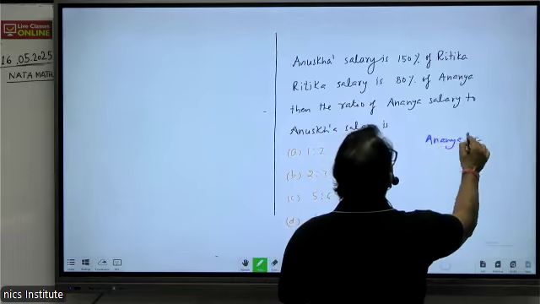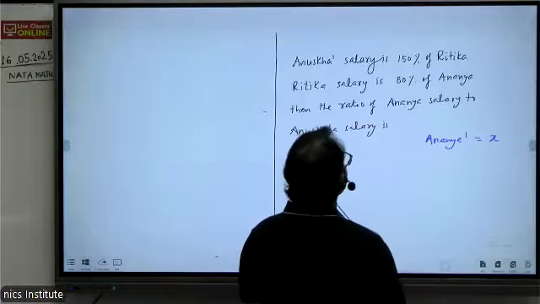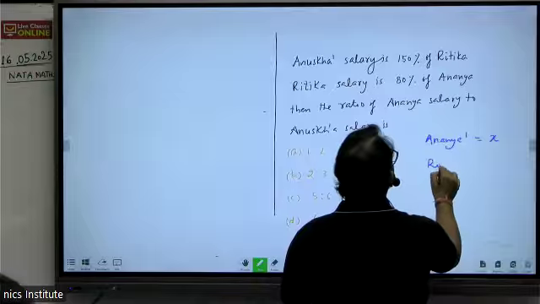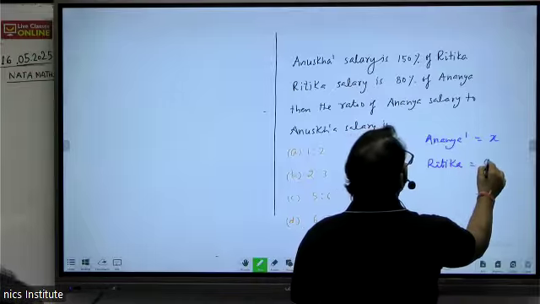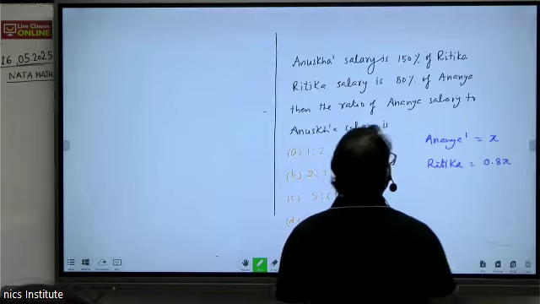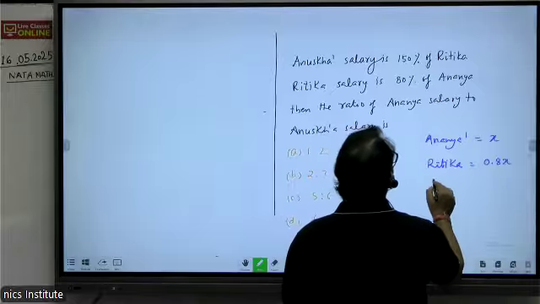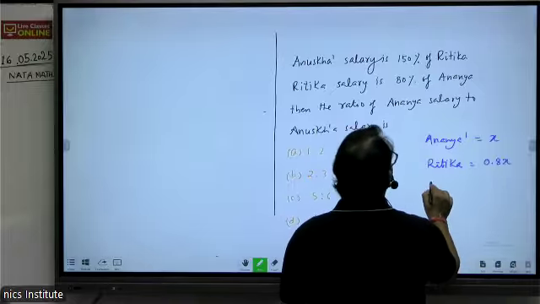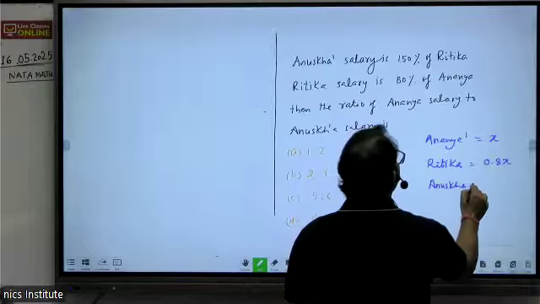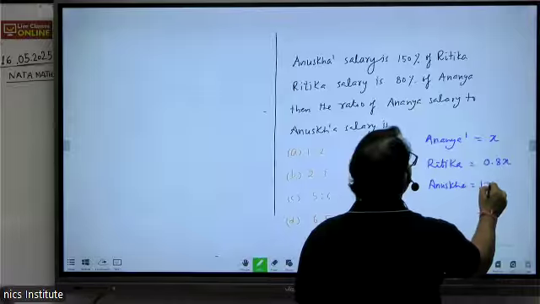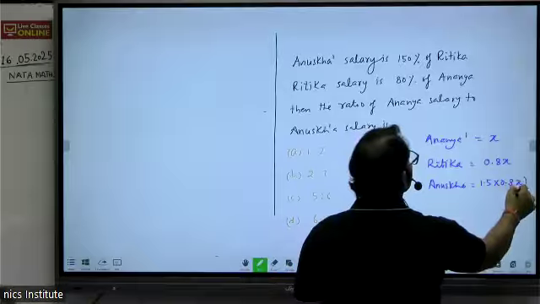Ananya's salary you can take as x. Ritika's salary is 80% of Ananya, that is 0.8x. And Anushka's salary is 150% of Ritika. So Anushka will be 150%, that is 1.5 into Ritika's salary, 0.8x.